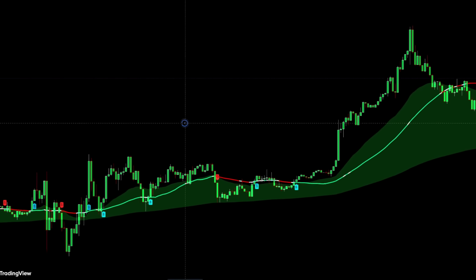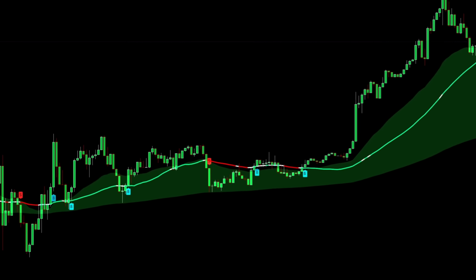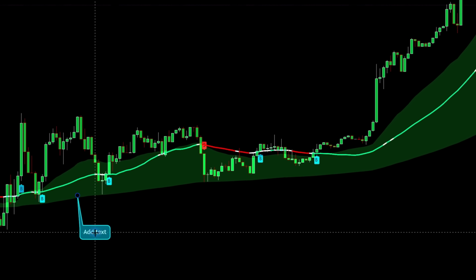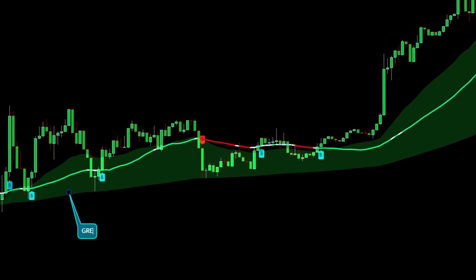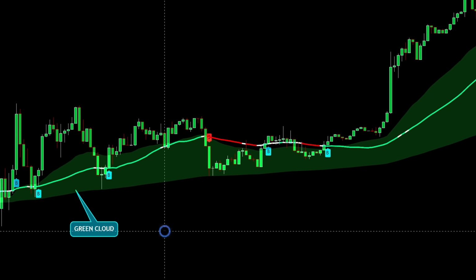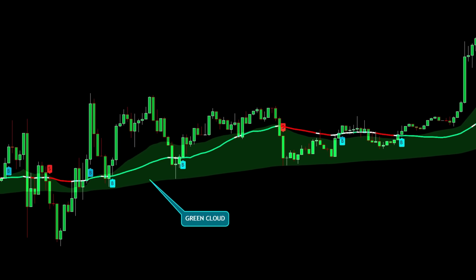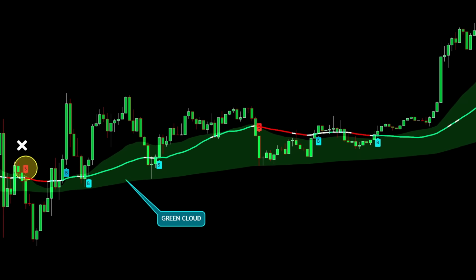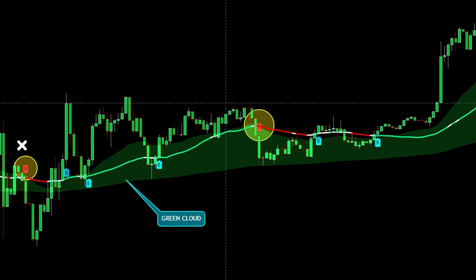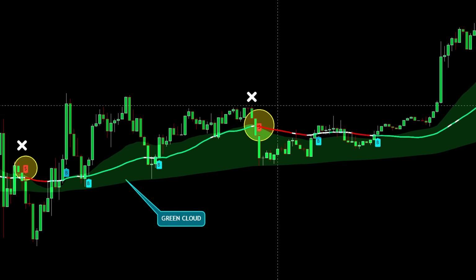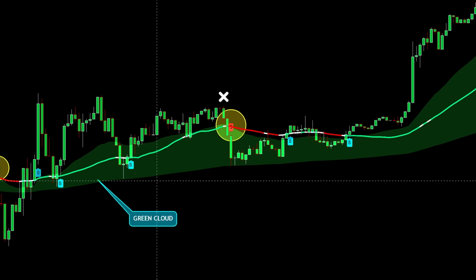Check this in action on Bitcoin. Look at this part. The cloud is green, so the trend is up. That means any sell signals from the intraday buy-sell indicator are counter-trend and should be ignored. Only the buy signals are valid, which makes it easier to focus on the right trades and reduce mistakes.